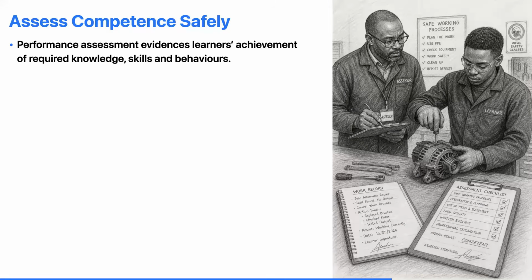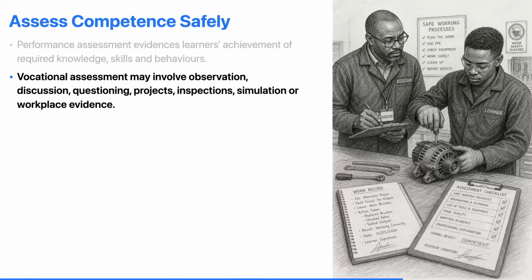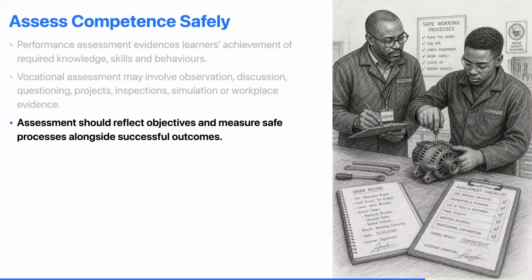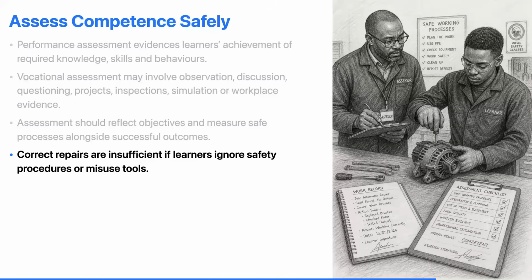Assessing performance provides evidence of whether learners have achieved the required knowledge, skills, and behaviors. In vocational education, assessment may include observation of practical work, professional discussion, written questioning, project work, product inspection, simulation, or evidence gathered in the workplace. Assessment should reflect the stated objectives and measure both safe processes and successful outcomes. For example, it is not enough for a learner to repair a component correctly if they have ignored safety procedures or failed to use tools appropriately.